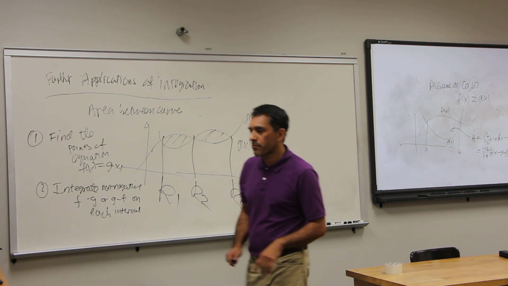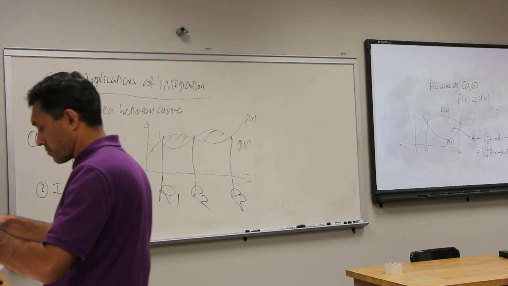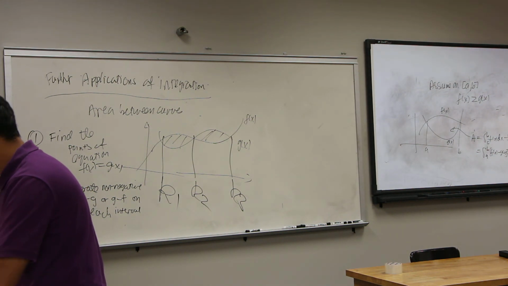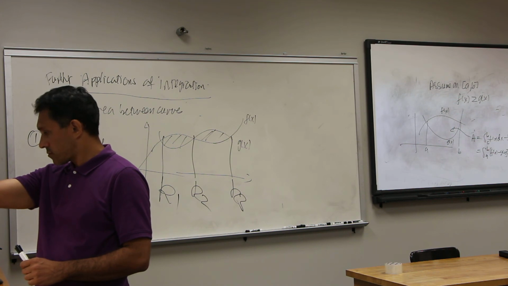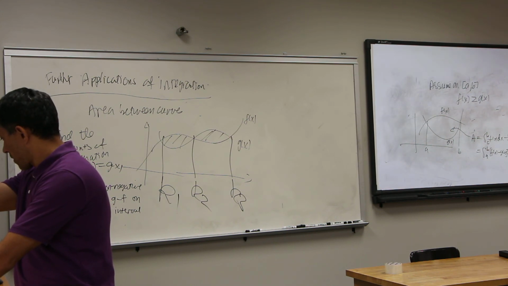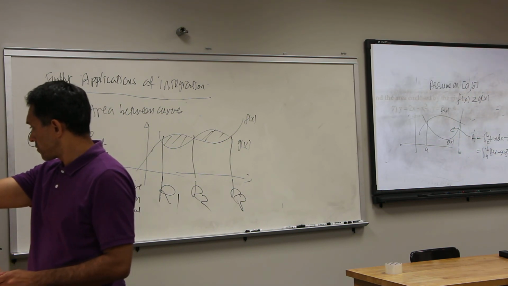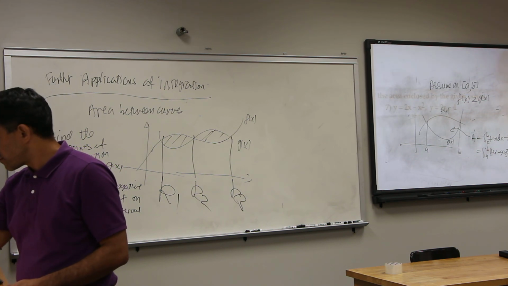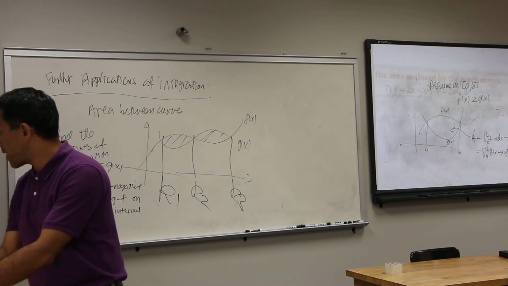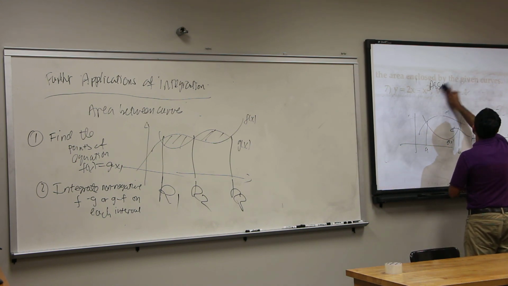Okay, let's do an example. I want to find the area enclosed by these two curves: 2x minus x squared and 2x.